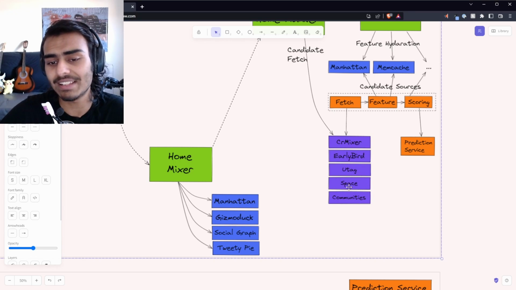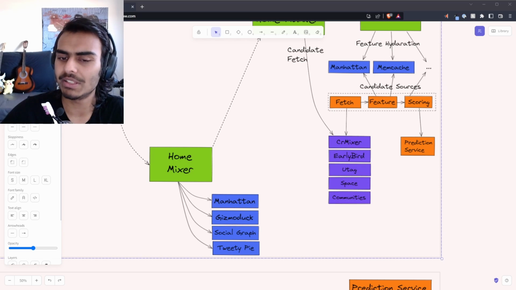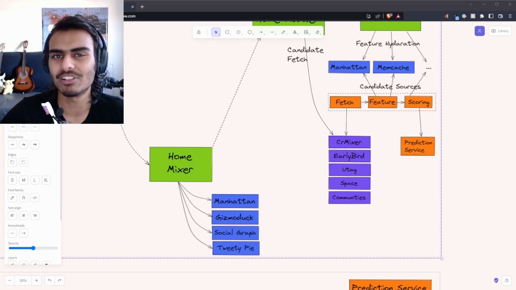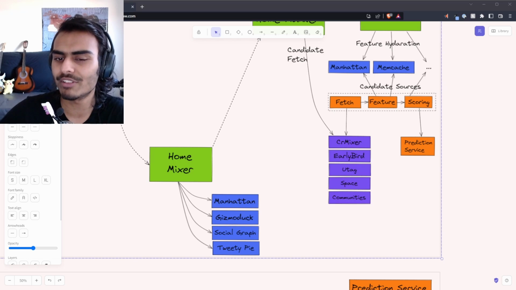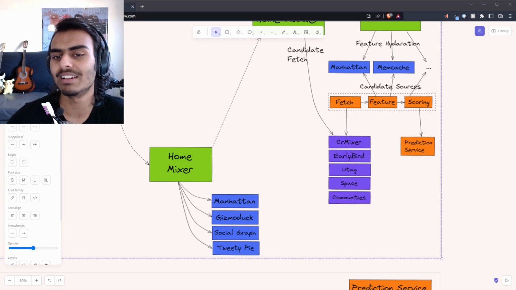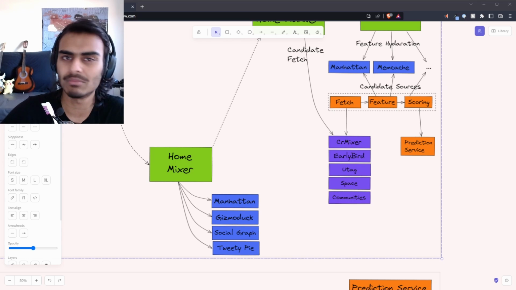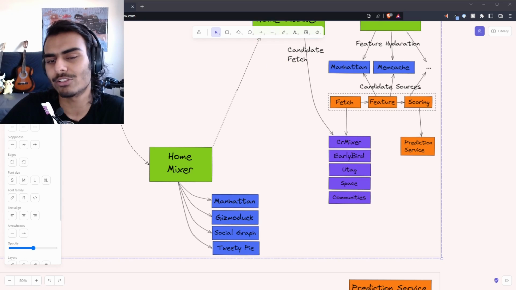Spaces and communities are pretty straightforward. CR Mixer and UTag, I don't really have any information on. My guess with UTag is that it's either some sort of a geolocation service that finds tweets that are in your location because they would be more relevant to you, or it could be something for hashtags. So instead of looking through tweets, it looks through hashtags, which again, if they're relevant to you, they're a candidate. And CR Mixer might be something for ads. I'm not sure because we don't see ads anywhere else on this diagram, so that might be it.